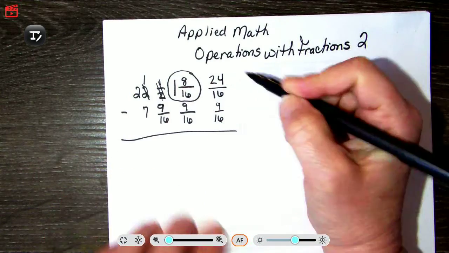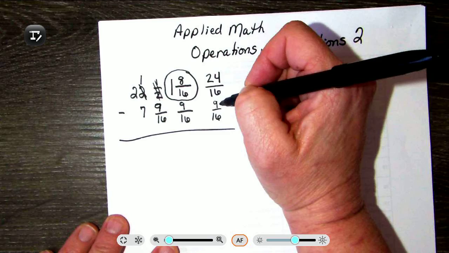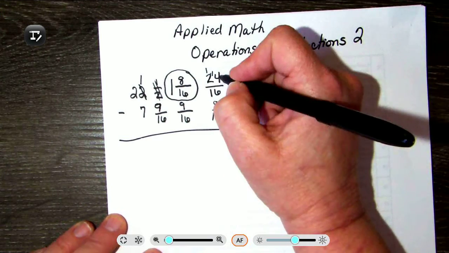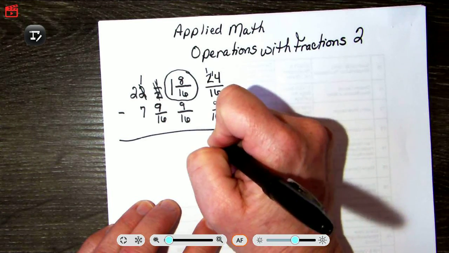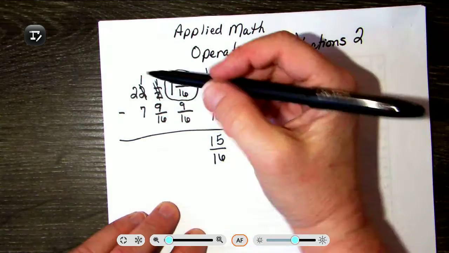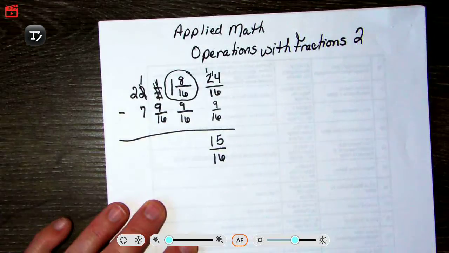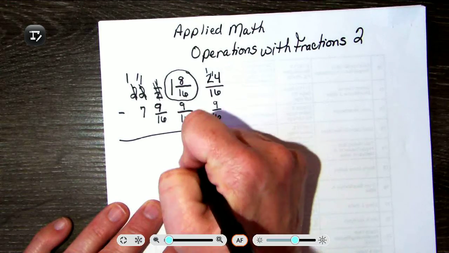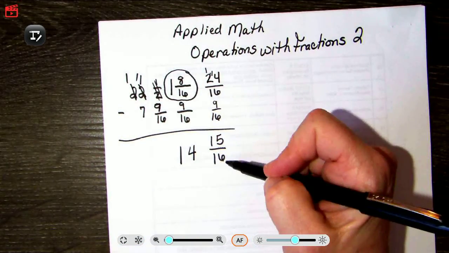And now I can actually do that. So I'm going to take my 24 pieces, and take 9 of them away. So I might need to do a little borrowing here. 9 from 14 is 5. So I actually get 15/16 here. And now I can also work with my whole pieces. So 21 minus the 7, need to borrow as well. 7 from 11 is 4. And so I'll get 14 and 15/16.